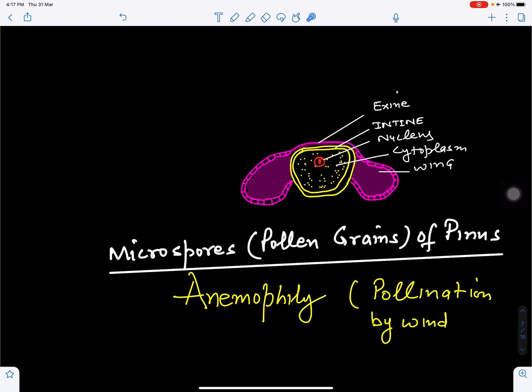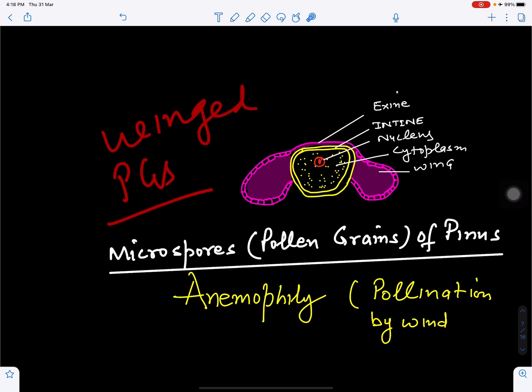Now these microspores or pollen grains can be dispersed with the help of wind. This dispersal or release of the pollen grain is also called pollination. When pollination occurs by means of wind, it is called anemophily. If we see the microspores or pollen grains of Pinus, they are winged. This is a microspore, it will have wings. So there are 2 wings. So we can say winged pollen grains of Pinus.